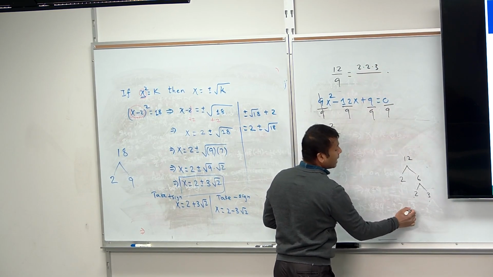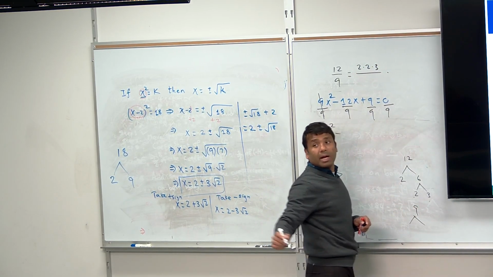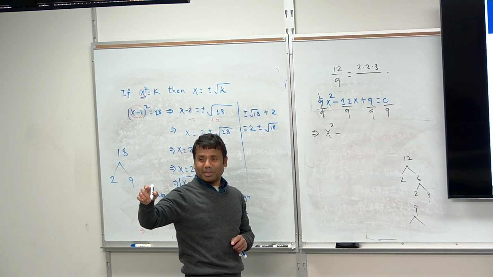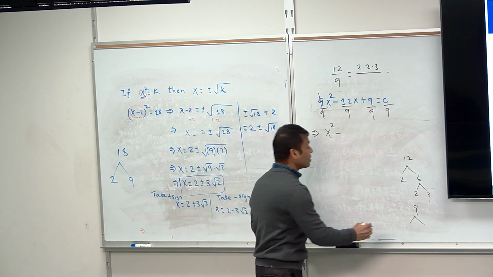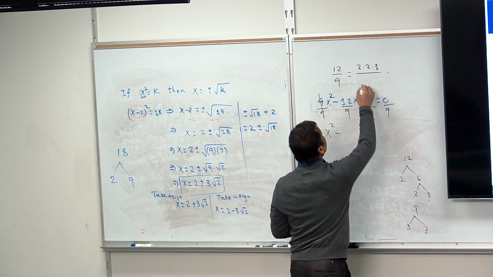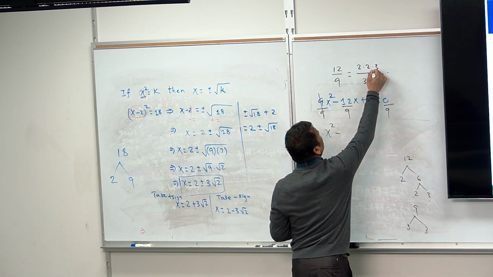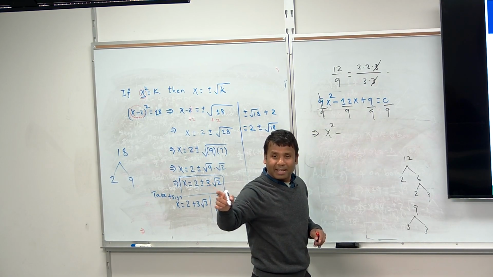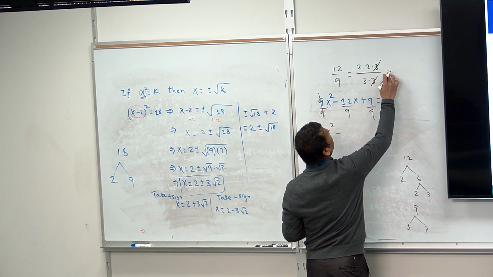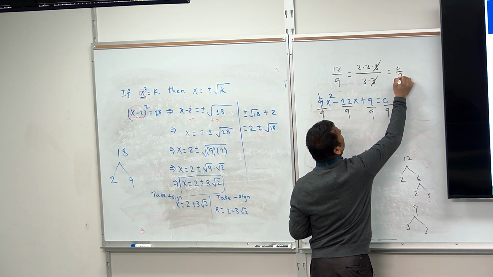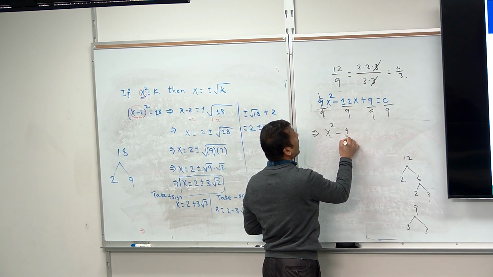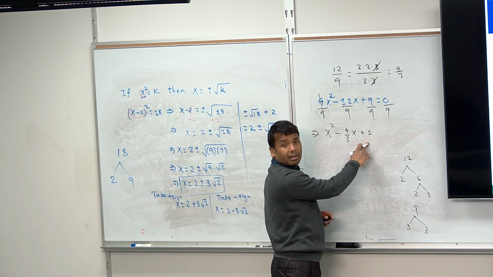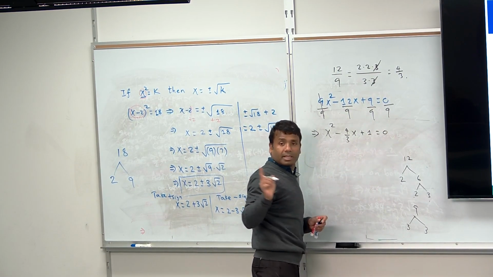Now for 9, what is the least prime number that divides 9? 3, right? 3 times 3. So right here, this 3 on the top and this 3 on the bottom, can I cancel them? Right? So what is 2 times 2? 4 over 3. So the lowest term is 4 over 3 x plus 1. 9 over 9 is 1, right? Equal to 0. Make sense?